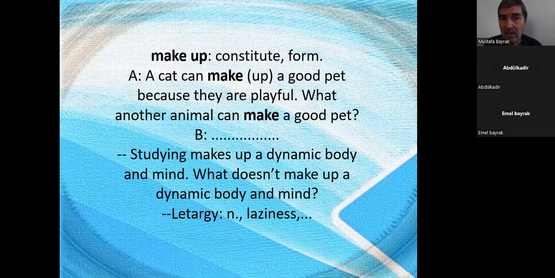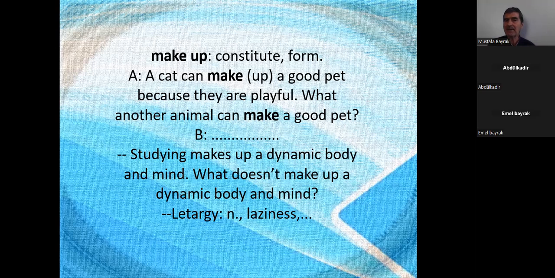Okay, yes. Do you remember make up? Make up means constitute, form, bring together. Okay, compose. A cat can make up a good pet, because they are playful. What another animal can make a good pet? For example, a budgie. A budgie can make a good pet.